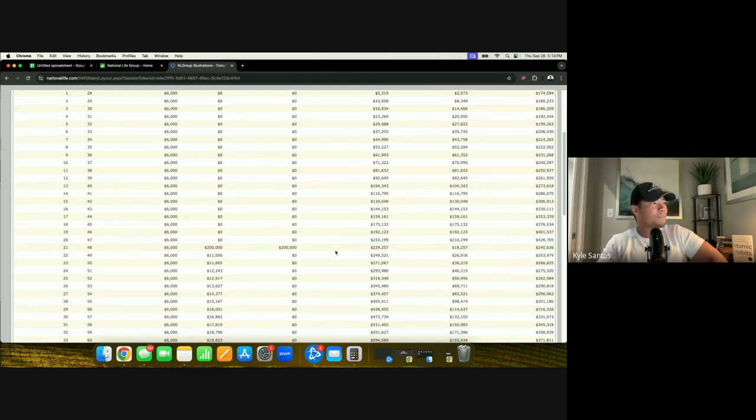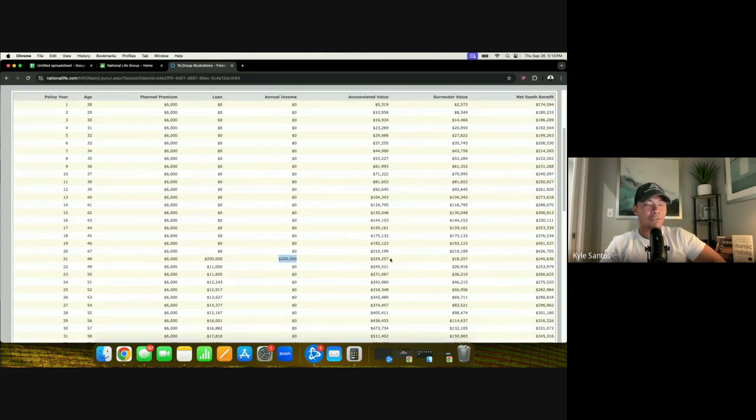So as you can see, year 21, you decided to take a loan out against your policy. You did not withdraw it. You just took a loan out, collateralizing that death benefit. So let me show you what that means. You took home 200 grand. As you can see, your accumulation, the amount of money in your account is still 229,000. It didn't change, right? But your surrender value, the amount of money you have access to, dropped to 18,000 because you took out 200 as a loan.